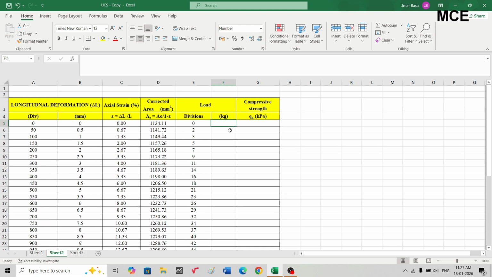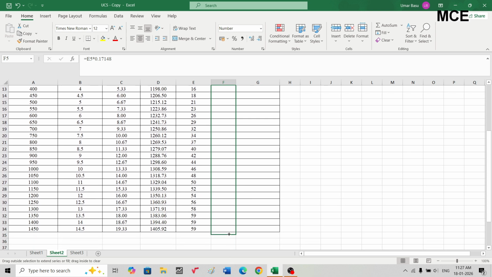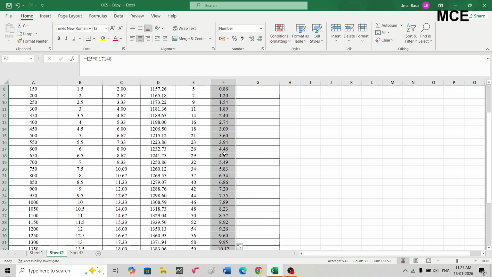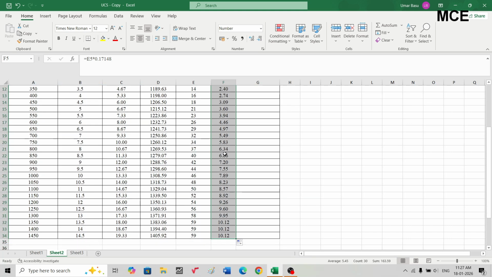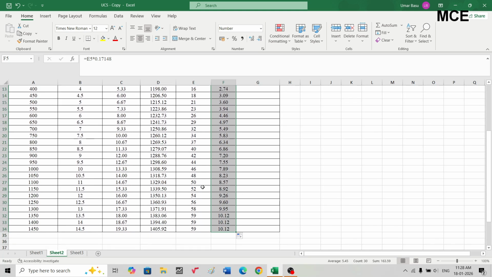Okay, and it will give you the load in kg. So first you will select the division and multiply it with 0.17148. Obviously for 0 divisions it will be 0 kg, but if we drag it till the last row, you can see the value of load in kg for the rest of the divisions.